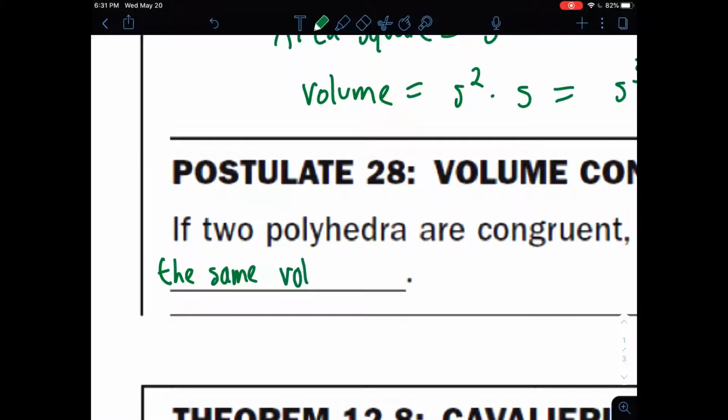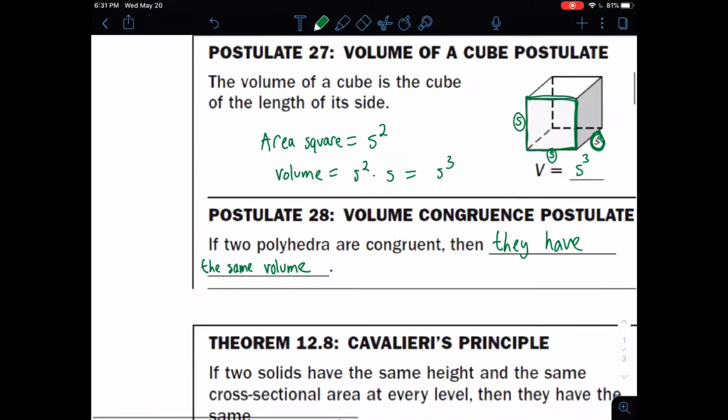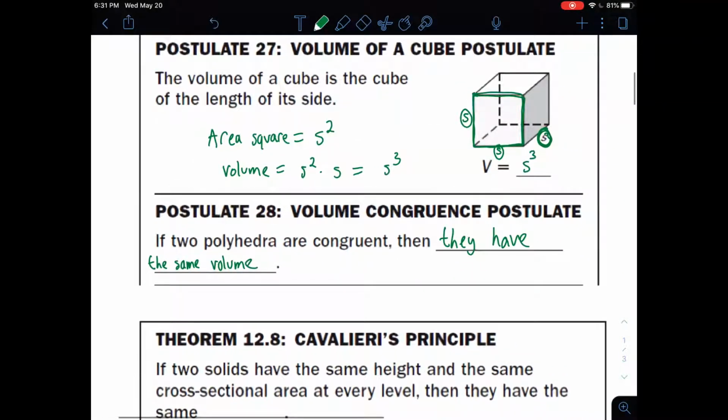Then they have the same volume. All right, so that makes sense, right? Two congruent polyhedra are going to have the same volume, because that'd be kind of weird if they were congruent and they also had different volumes. That'd be kind of weird.